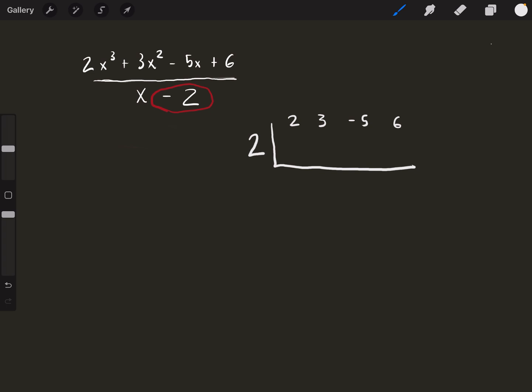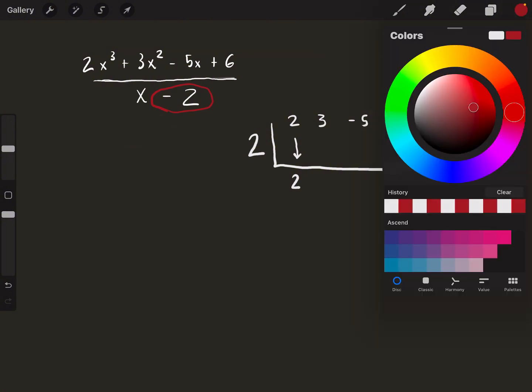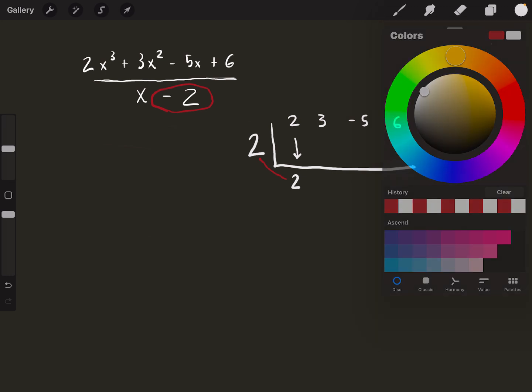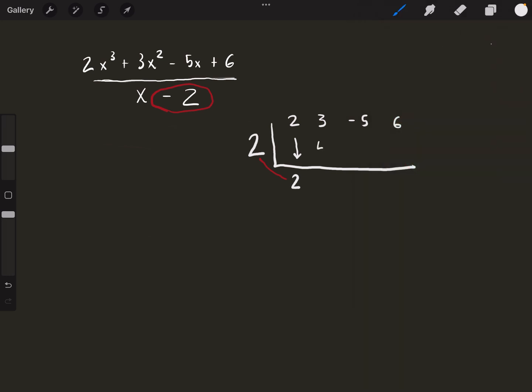And so the first process is to bring down the first term, 2, to the bottom of the L and write it like so. And so now we take this and multiply it by the 2 in the top left of the L, like this. So 2 times 2 gives us 4. And we'll write it in the next column under the 3. And now we add the 3 and the 4 together, which gives us 7.